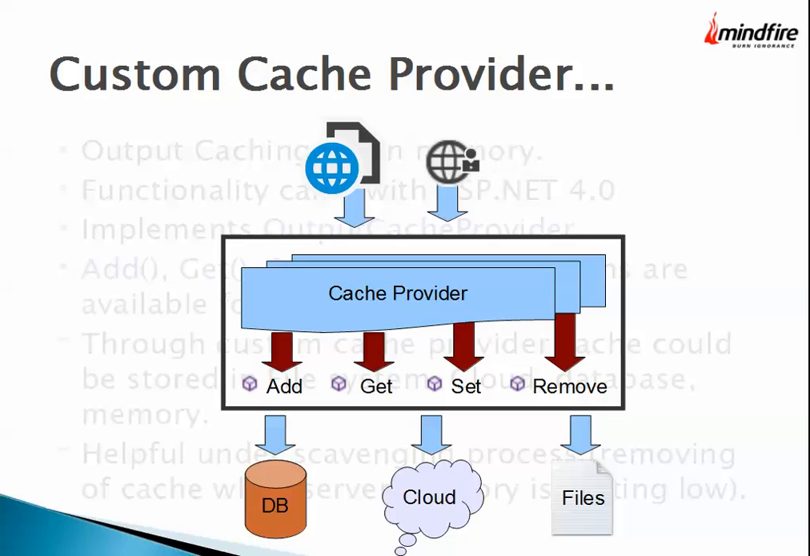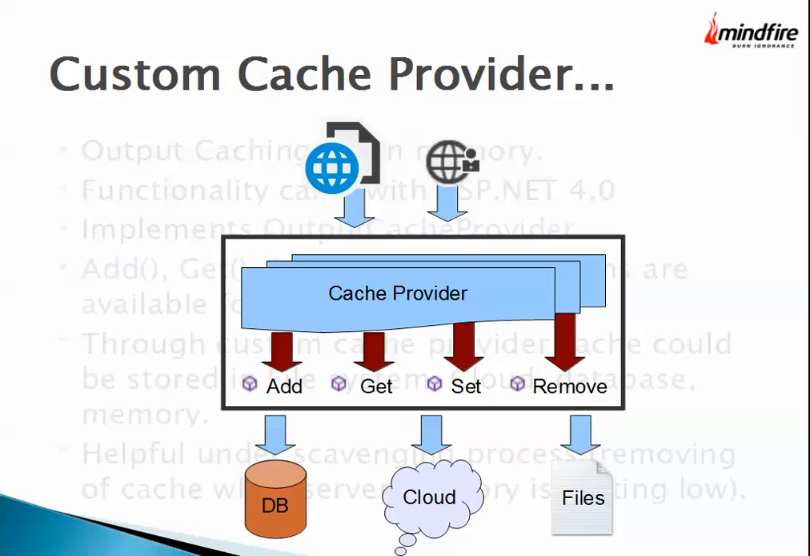So by using a custom cache provider, we can save some values in the DB, cloud, or files. With custom implementation we can achieve this by saving in those places. Like we might have known about the SSD. In that we can directly save those cache items to the hard drive. So it will just make it faster.